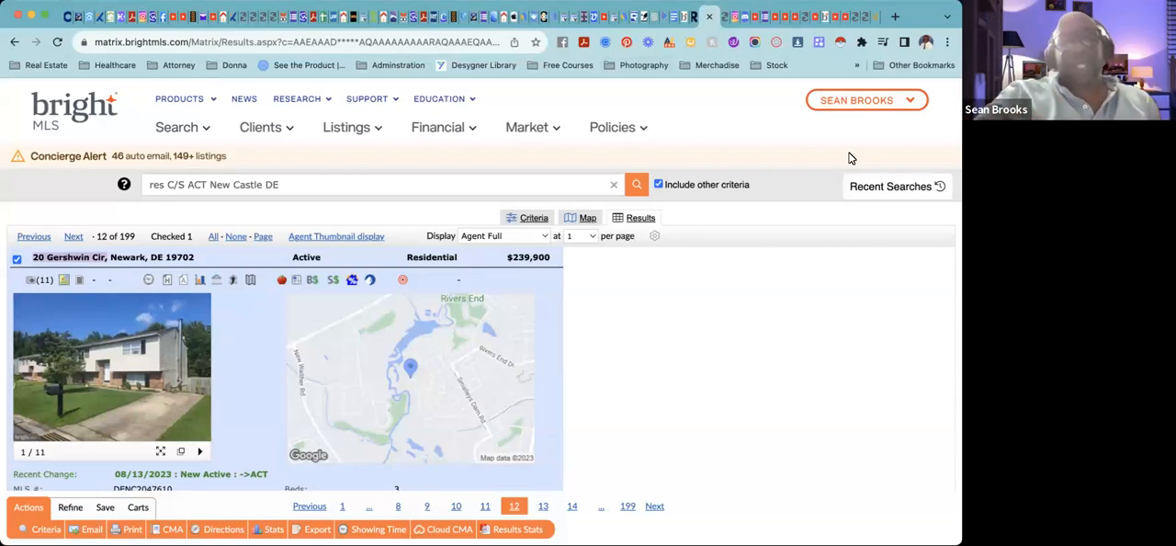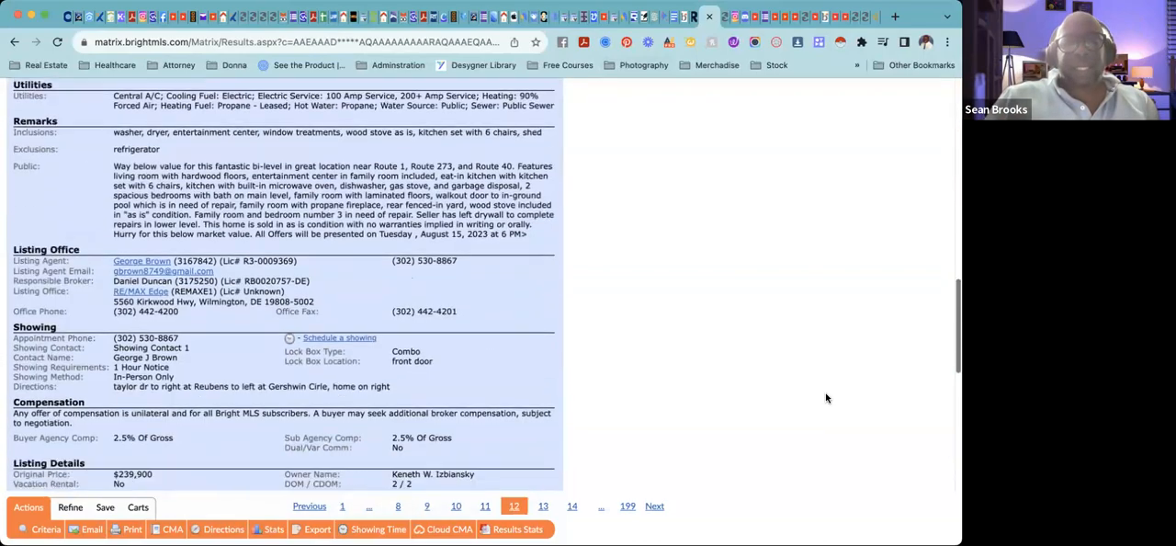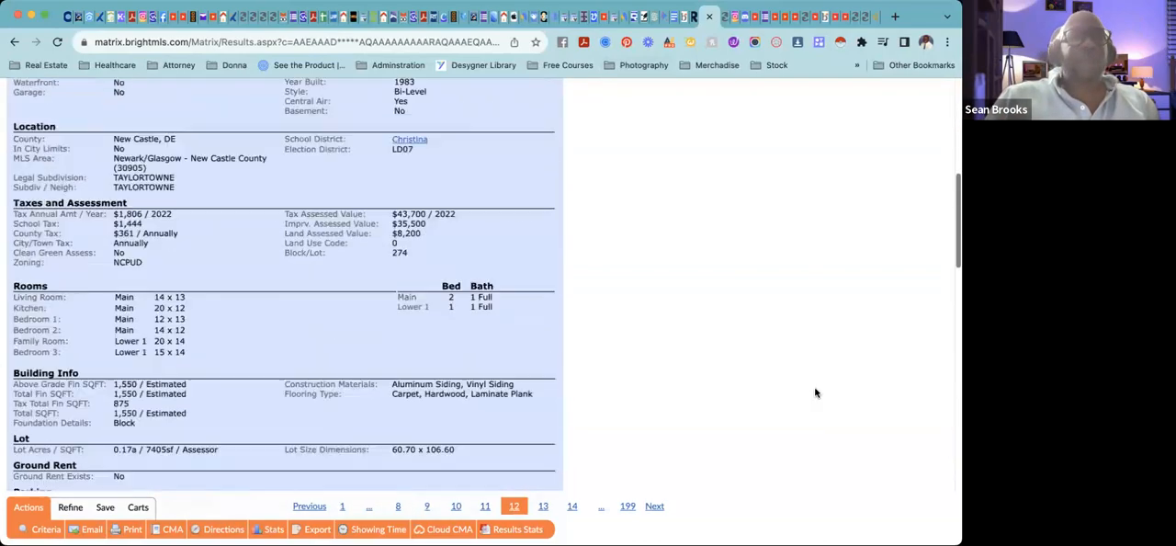And today, what I want to do is discuss how we calculate purchasing a fix and flip, whether it's a good deal or a bad deal. How do we evaluate that? All right, so in today's example, this house hit the market more recently. Let's see, when did it hit? 2 days ago. All right.